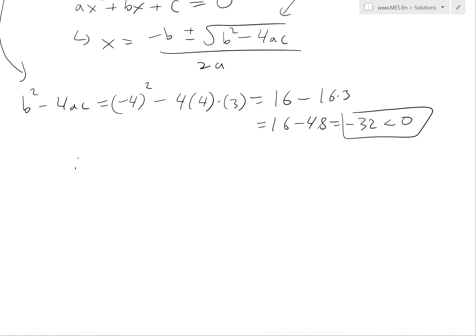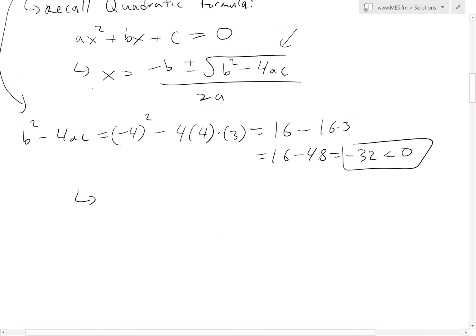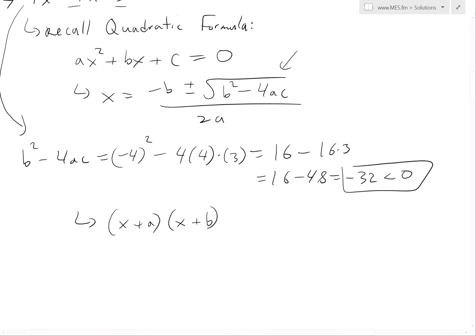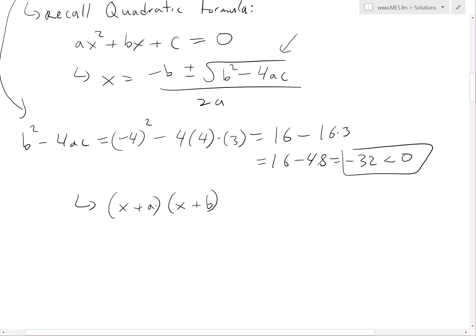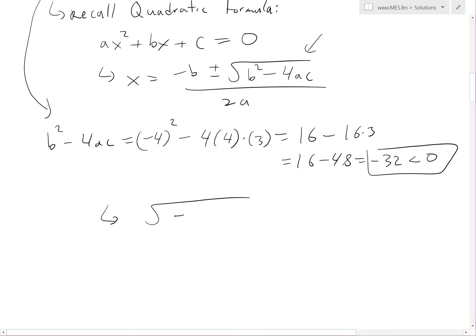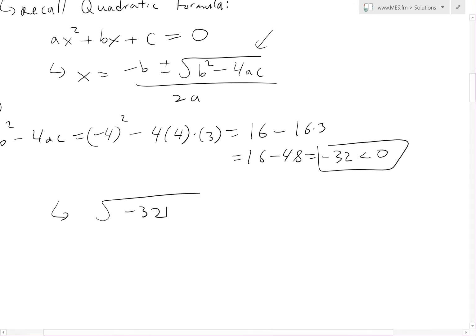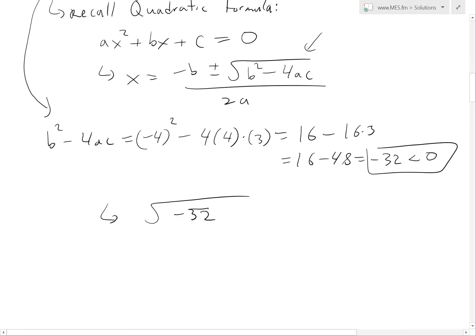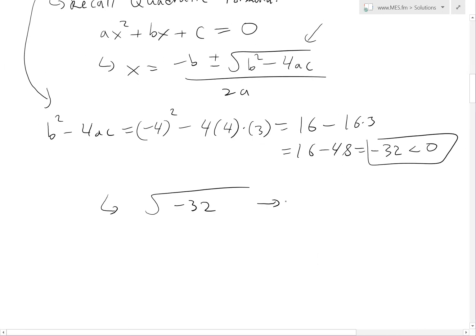So what this means is that in the roots, for example, if you have x plus a times x plus b right here, if you were to reduce this quadratic, remember, these are just the zeros of it. So all these factors are the zeros. In this case, we would have the square root of negative 32. So this is not real. So we can't do that.